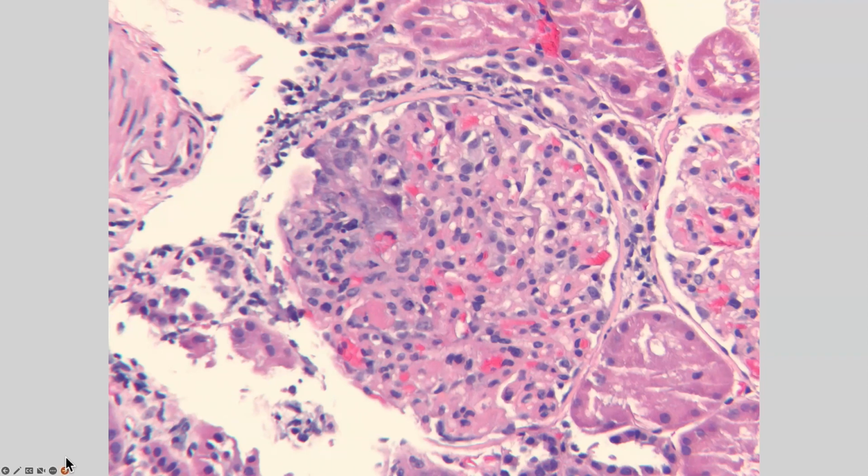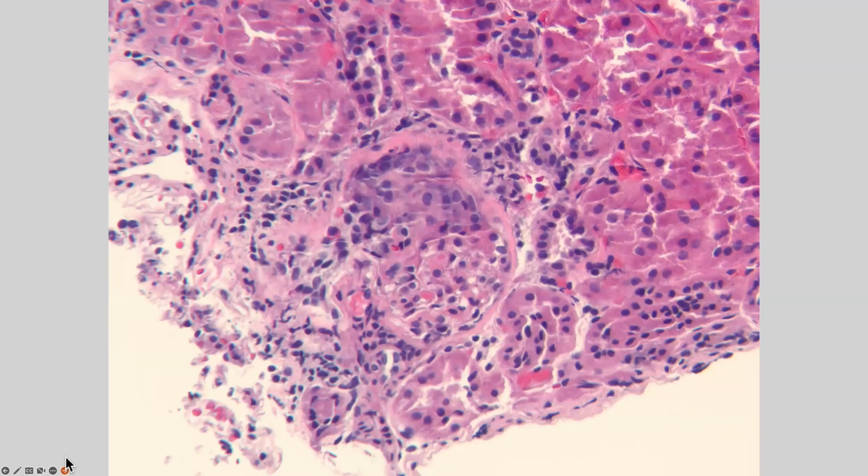Okay, next slide. Well, this is the glom, and here it seems that there's a lot of infiltration and proliferation, right? What kind of cells are those? They look like lymphocytes. No, those are parietal epithelial cells. That's a crescent. Oh, okay.